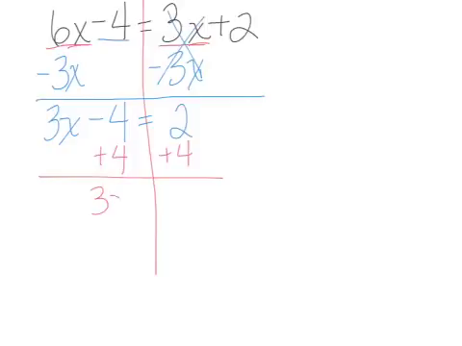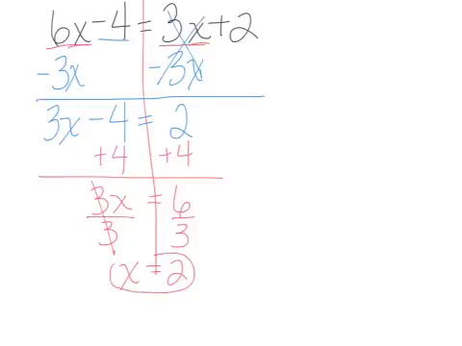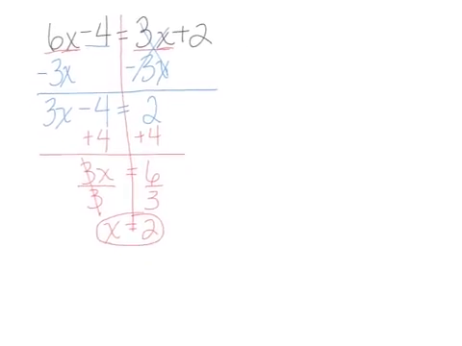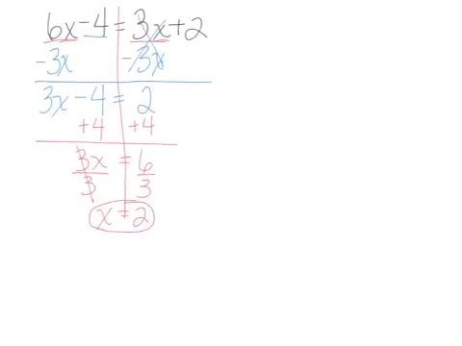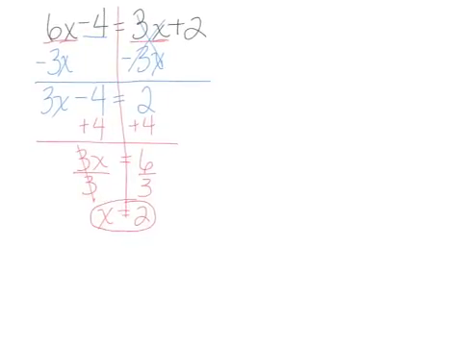We would have 3x equals 6, because 2 plus 4 is 6. The next step, I would divide by 3, and therefore x would equal 6 divided by 3, which is 2. The next thing I'm going to do is show you how to check your work whenever you have variables on both sides.